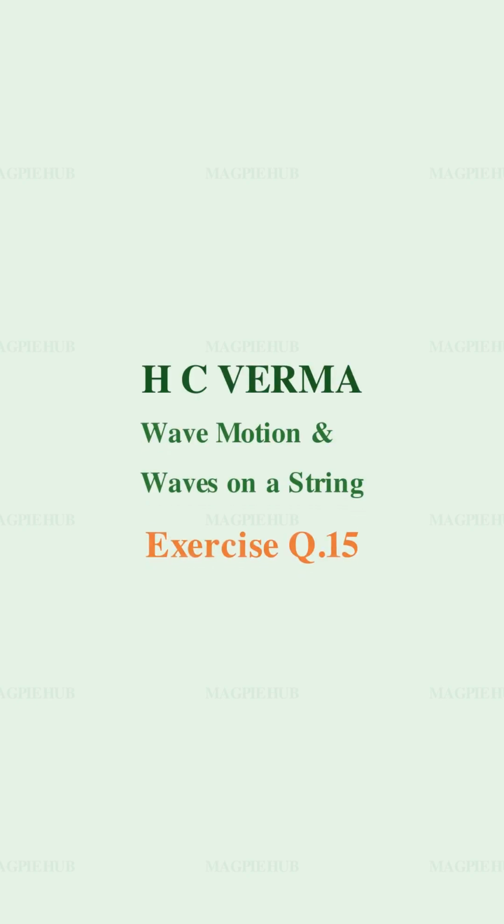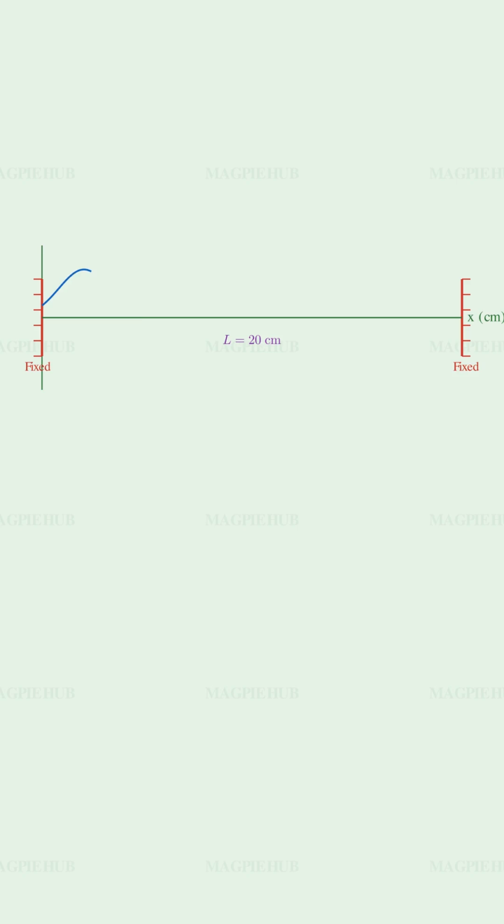HC Verma, Wave Motion and Waves on a String, question 15. Here is the setup. A string of length 20 cm is fixed at both ends and kept under a tension of 16 newtons. A short wave pulse is produced near the left end at time t equals 0. Let us watch how this pulse travels, reflects at each fixed end with inversion, and returns to its original shape after one complete round trip.